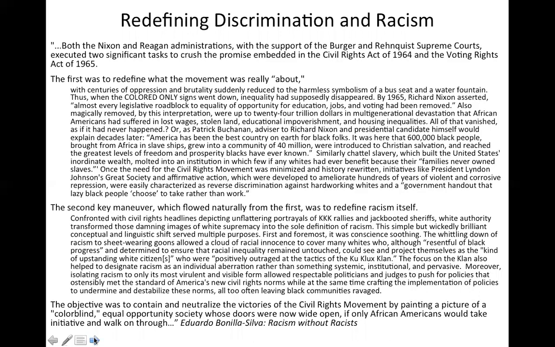So he says, both Nixon and Reagan administrations, with the support of the Burger and Rehnquist Supreme Courts, executed two significant tasks to crush the promise embedded in the Civil Rights Act of 1964 and the Voting Rights Act of 1965. So this talks about, in the 1960s, they passed all kinds of great civil rights bills, from the '64 Civil Rights Act, Voting Rights Act of '65, Fair Housing Act '68, that basically outlawed discrimination in voting and housing and public accommodations in schools.